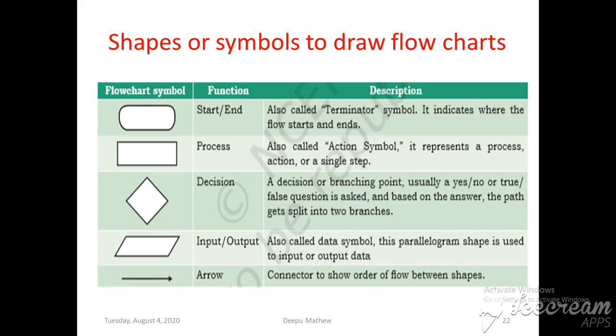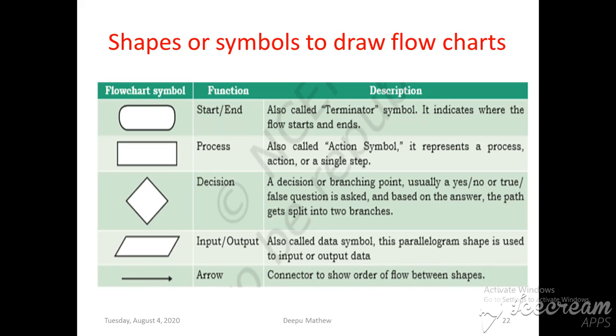The next one is the rectangle. The function of the rectangle is process. Process means any kind of operation like c = a + b or c = a * b. Such operations are represented inside the rectangle, which is called a process. So it represents a process, action or a single step.